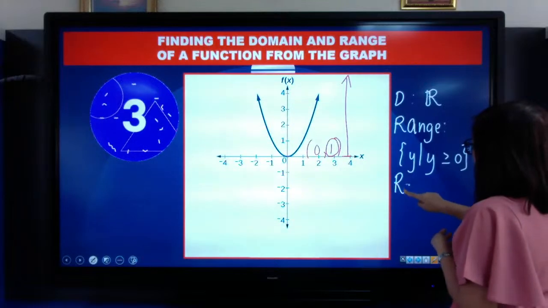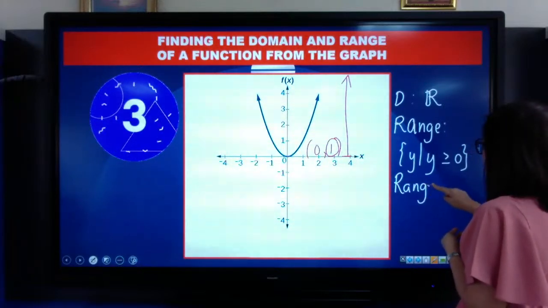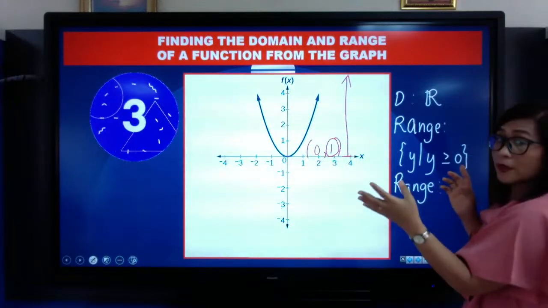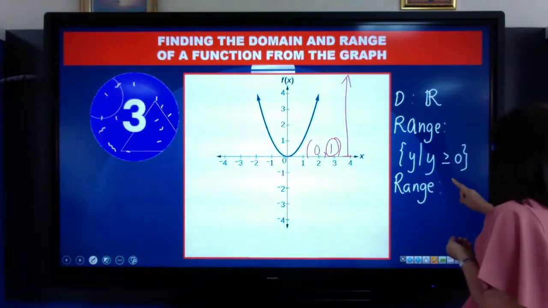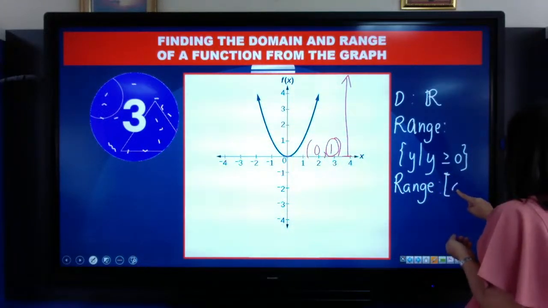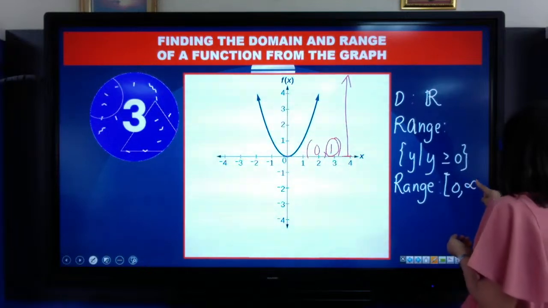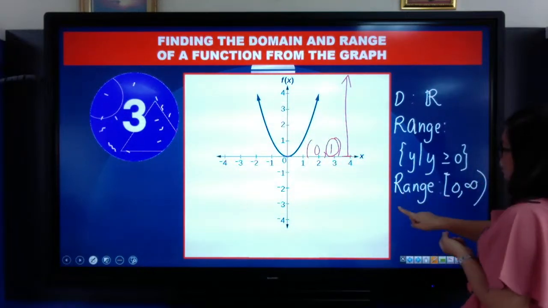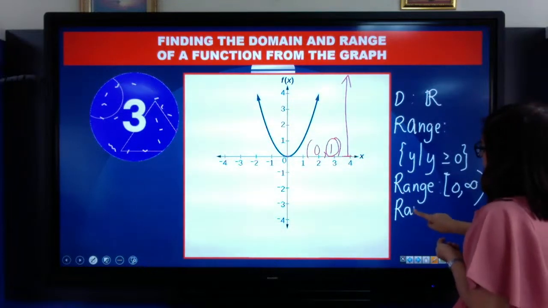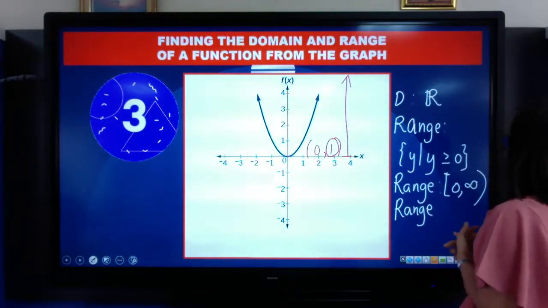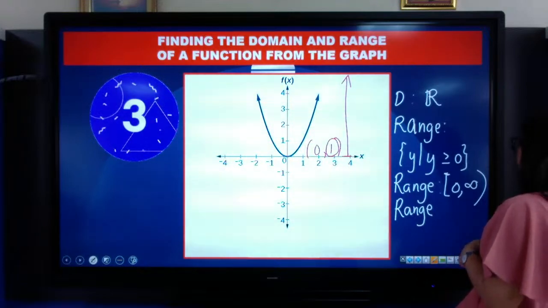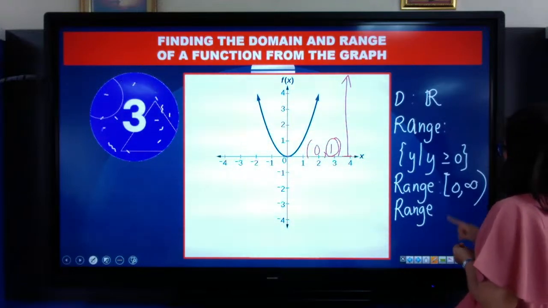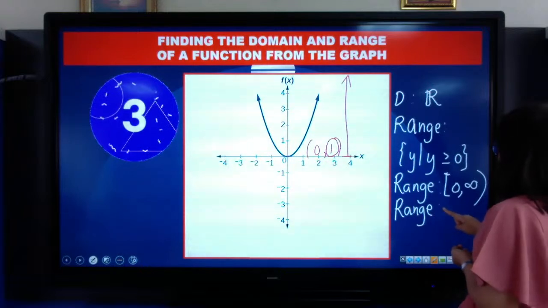Another way of writing the range. There are many, many ways. So using the interval notation, you can have this. Closed 0, comma, infinity, and open interval. There are many ways. Another would be 0 to infinity. Another would be what? You just write this.